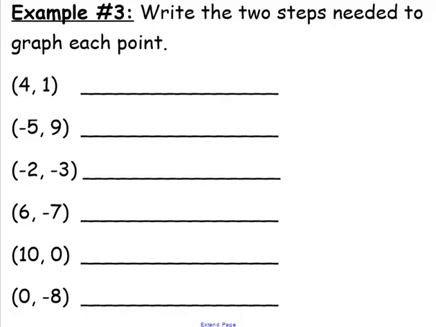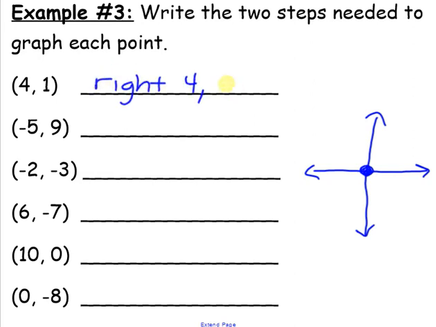All right, now I'm going to give you the point, and I want you to give me the 2 steps that you need in order to get there. This is a lot easier than it seems. So I'm going to draw a really rough coordinate plane here, just so that you can kind of visualize it. Okay? So remember that we always start at the origin, no matter what, and I'm trying to find point 4, 1. So I'm going to go to the right 4, and I'm going to go up 1. And all I'm going to write is right 4, up 1.